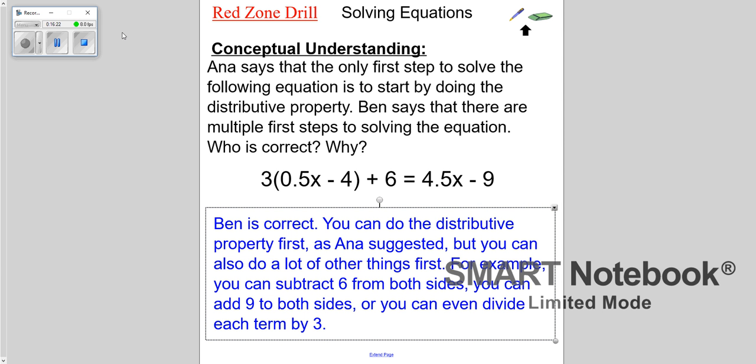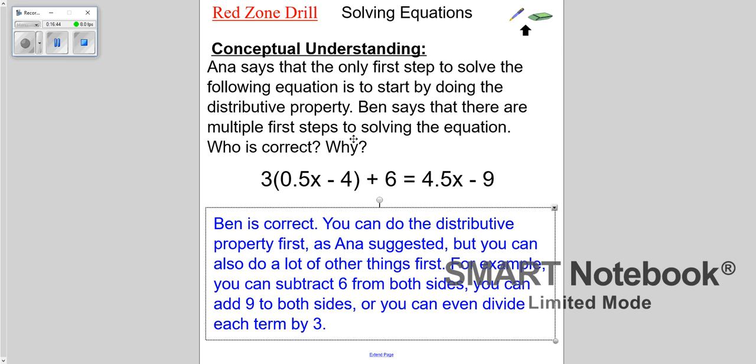All right, so my answers are at the bottom. If you want to pause it and read it, you can. Otherwise, I'm just going to talk about this question. Ben's correct. You can do the distributive property first, like Anna said. There's nothing wrong with that, and that's exactly how I would probably do it. I think almost every 8th grade teacher would do it that way, and almost every 8th grade student would do it that way. But that's not the only first step you can make.